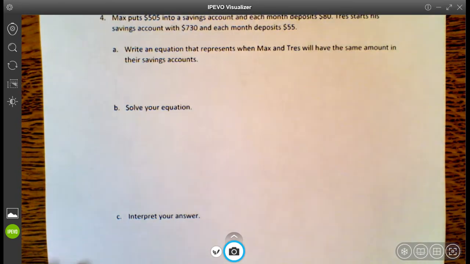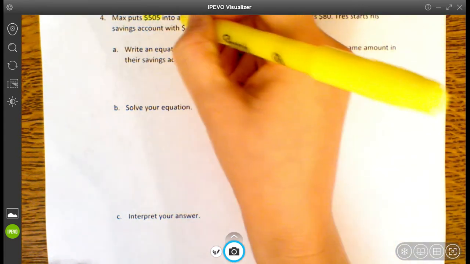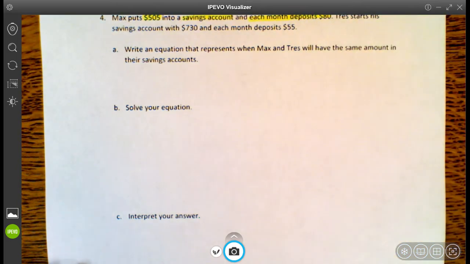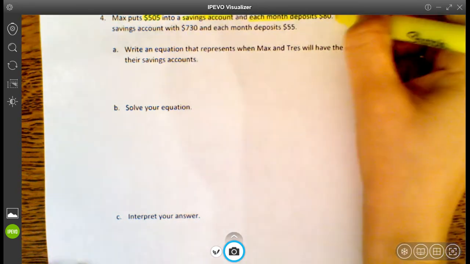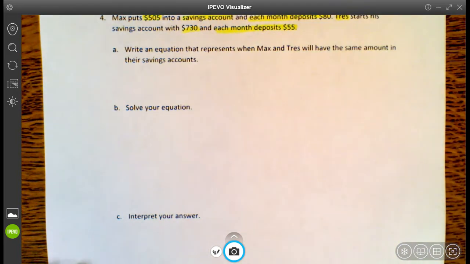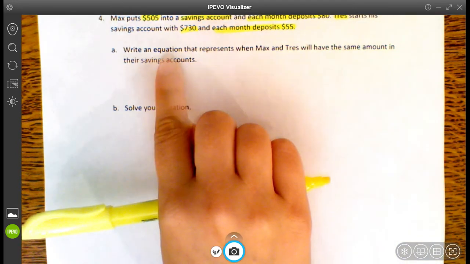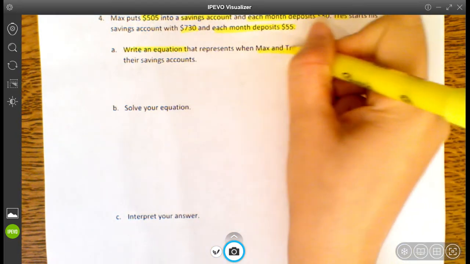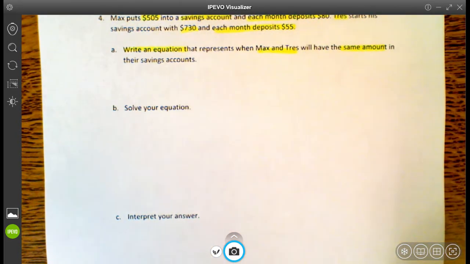All right, so Max puts $505 into a savings account, and each month he deposits $80 into that same account. Now we have a second boy, his name's Trey, and Trey starts his savings account with $730, and each month he deposits $55. Now the first part of this question is asking you to write an equation that represents when Max and Trey will have the same amount of money in their savings accounts.